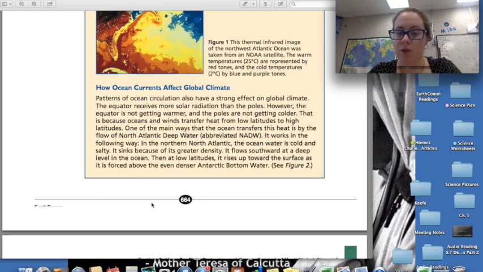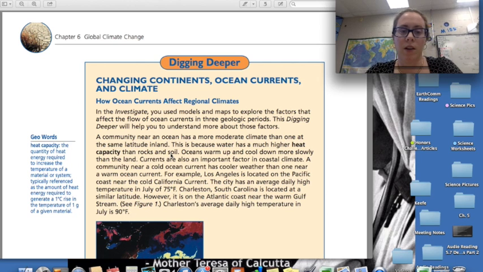Hello, ladies and gentlemen. Today we are going to be looking at the effects of plate tectonics and currents on global climate. And we're really going to take a look at reading. You can also find this reading on page 664. Changing continents, ocean currents, and climate. How ocean currents affect regional climates. Please follow along with my cursor as I go through and read it and talk about it.